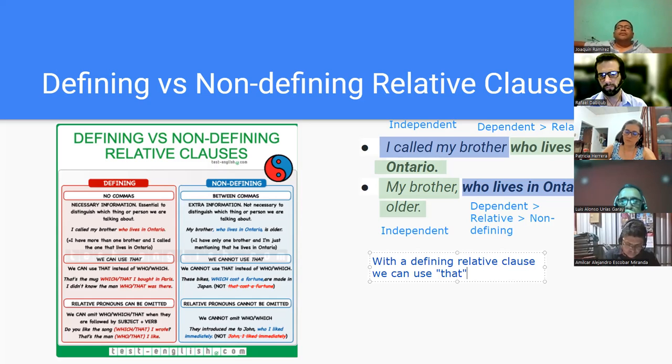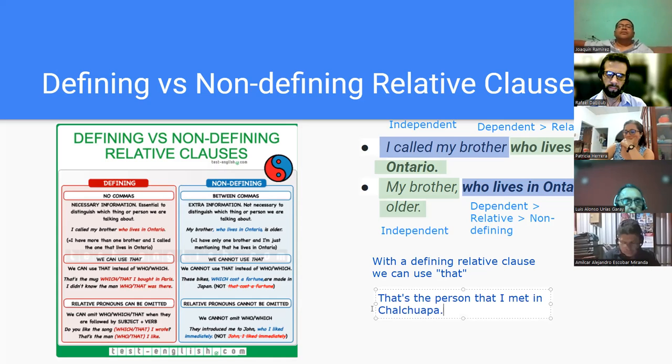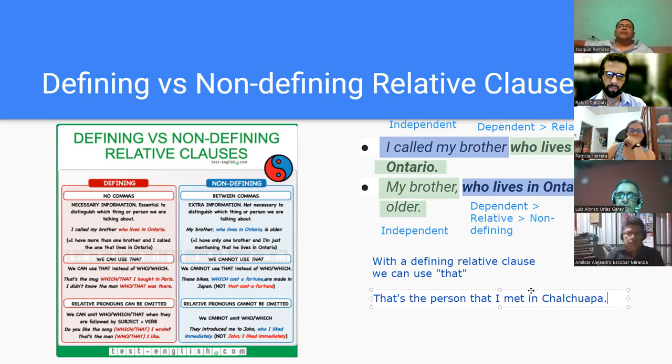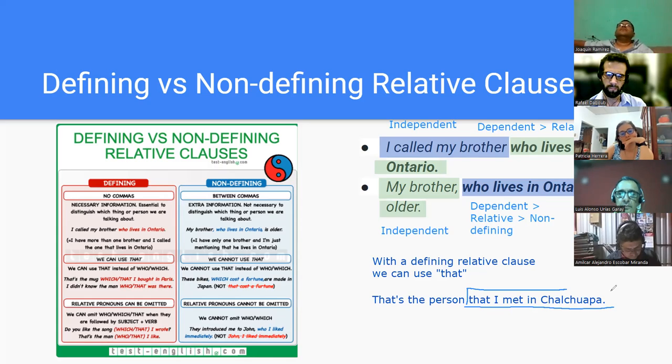So we can say, let me give you one here, right? I can say that's the person that I met in Chalchuapa. Right, very good. That's the person that I met in Chalchuapa. So here, guys, you can say, hey, you know what? This is a defining relative. You can notice that I met in Chalchuapa, guys, right? First of all, dependent or independent?